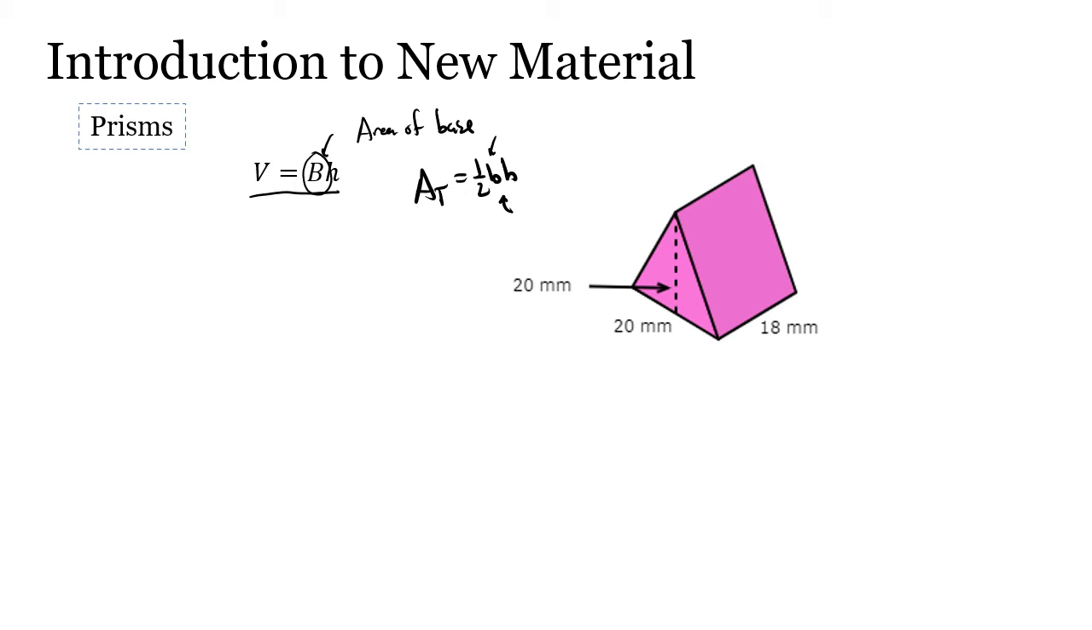So let's solve this question. We need to find this area right here, because that's the base, and then multiply it by this elongated side, which, although this shape is not facing up, is technically the height. Okay, so let's find the area of the base. It's going to be the triangle, so we got 1/2 times 20 times 20, and then we need to multiply that by the height, which is 18. Altogether, that's going to give us 3600, and this is going to be in millimeters cubed.